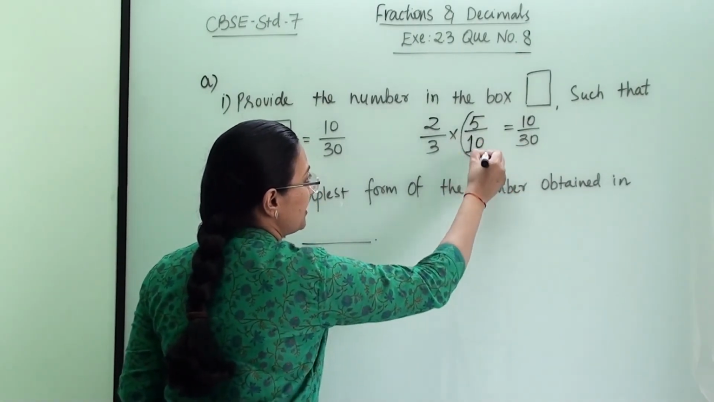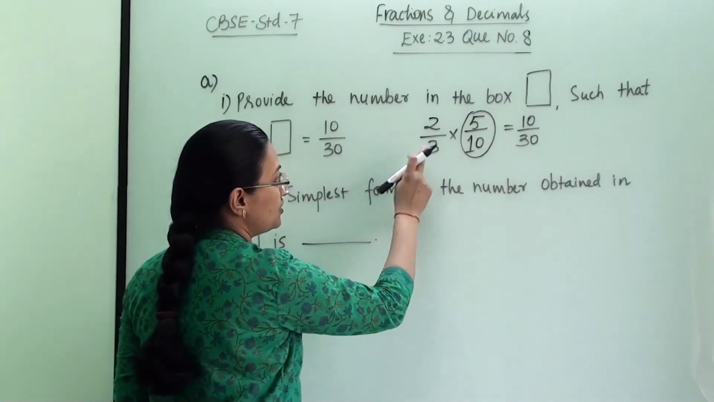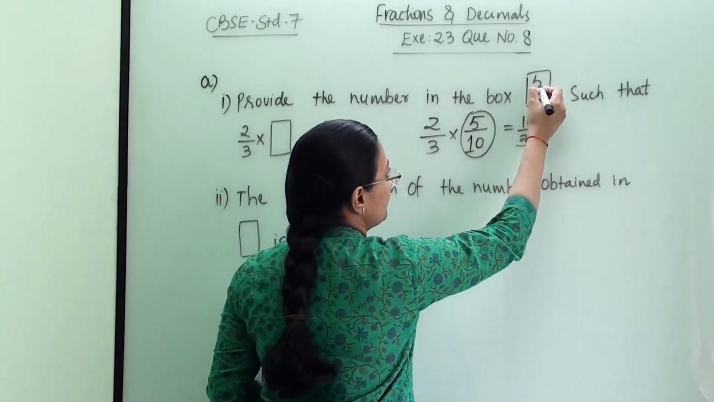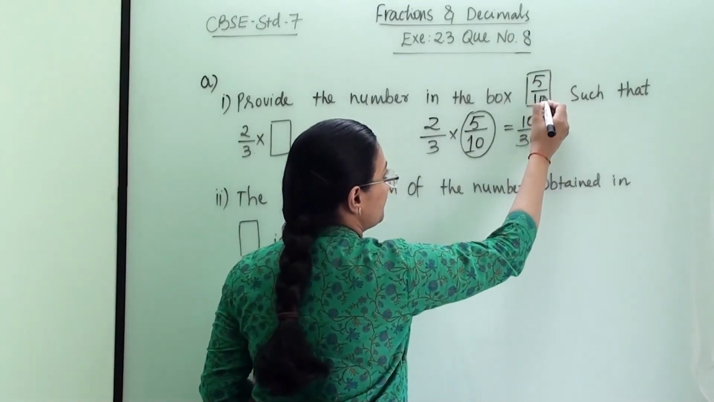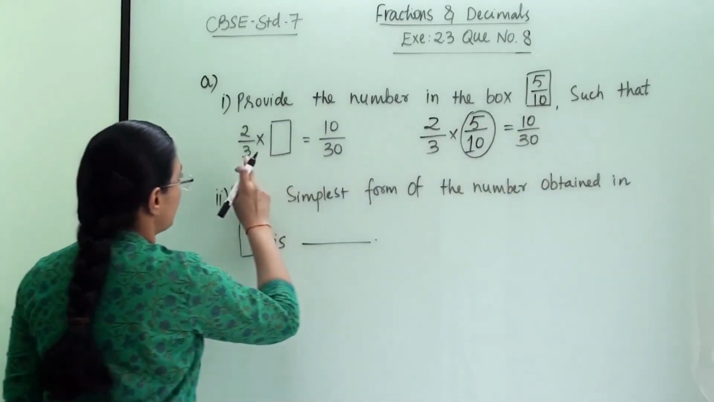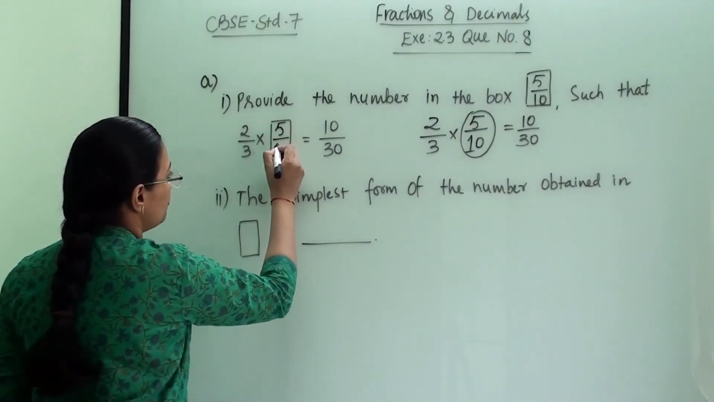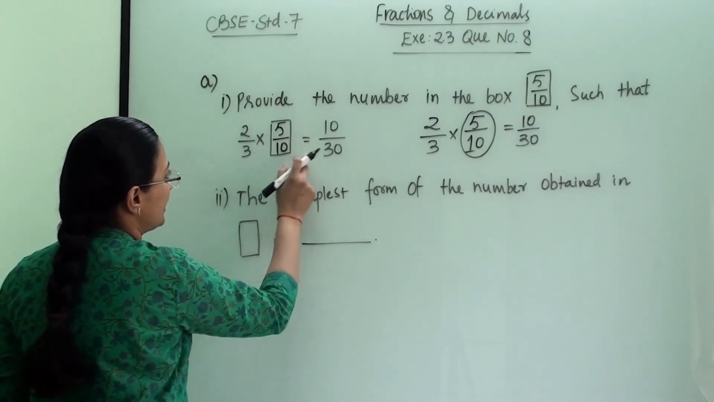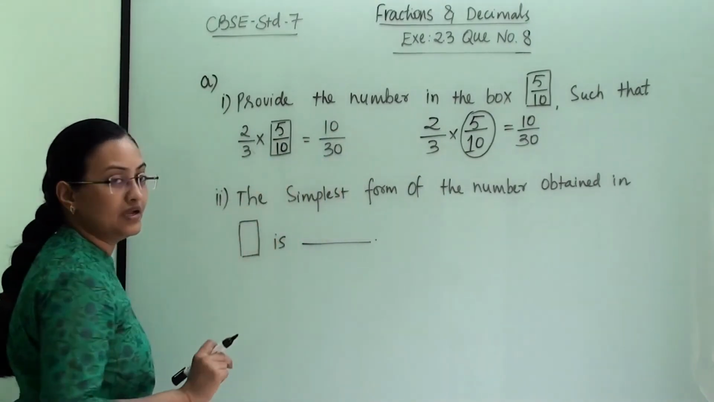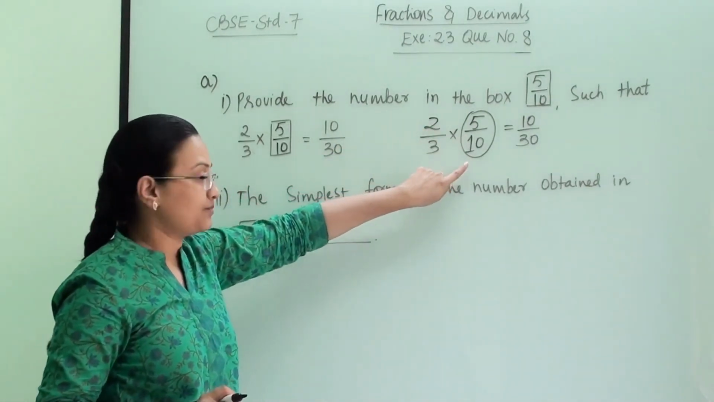So this is the fraction which we will multiply with 2 by 3. So here in the box 5 by 10 will come. The number in the box is such that when we multiply 2 by 3 into 5 by 10, we will get 10 divided by 30. That is how we find the fraction.